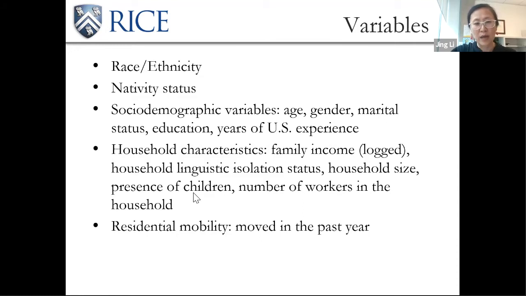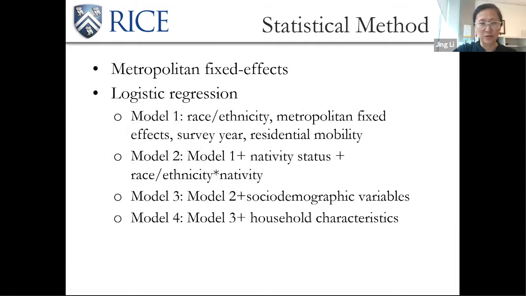At the household level, we have the logged family income and household linguistic isolation status. I really appreciate this variable from ACS IPUMS. We also have household size, presence of children, and the number of workers in the household. Finally, we included residential mobility, which is measured by whether the householder moved in the last year. Here we use metropolitan fixed effects, and we have 4 models.